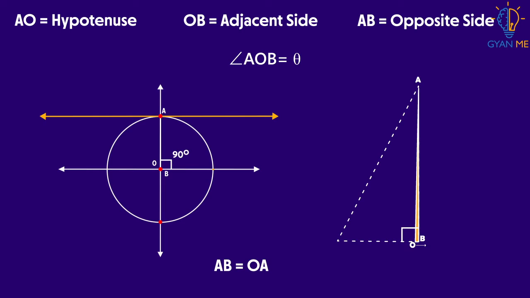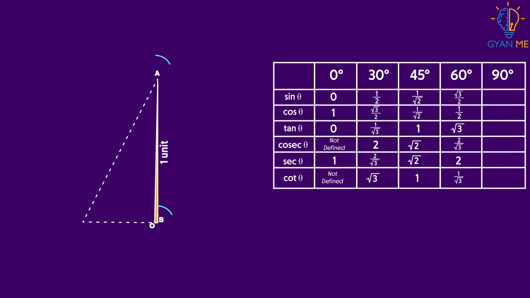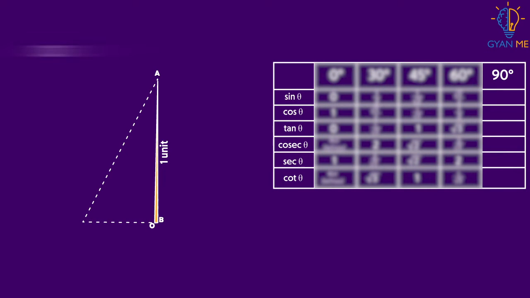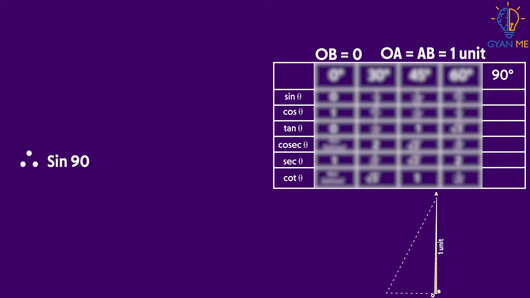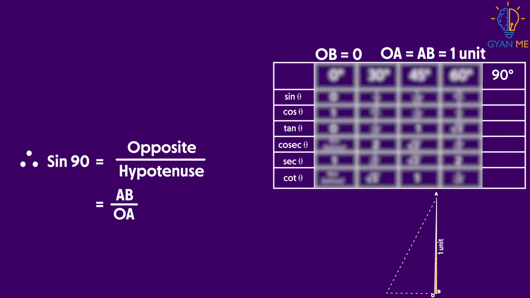Okay, so what is AB or OA? Correct, it is 1 unit. We recall this from our unit circle. This is the radius of the circle. So now for this AOB, we can say that OB is 0. OA is equal to AB is equal to 1 unit. Now let's calculate the ratios. Sine 90 is opposite upon hypotenuse, which is equal to AB upon OA, which is 1 upon 1, equaling 1.